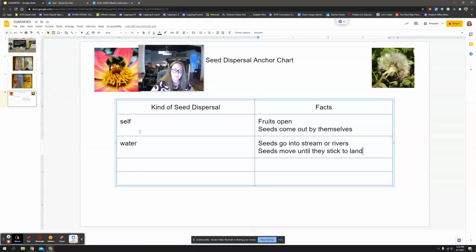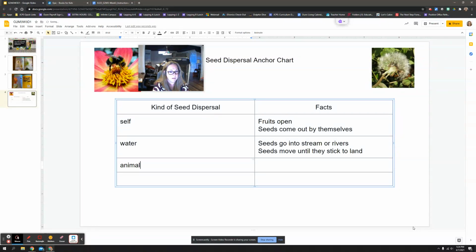Then I think I'm going to have to add another one for that bird. I'm going to add an animal right here, animal, because that animal was a bird, and the bird will kind of carry the seeds away, didn't it? Okay, now I've got a couple of different kinds of seed dispersal and some facts about how those seeds got moved away from the original plant.